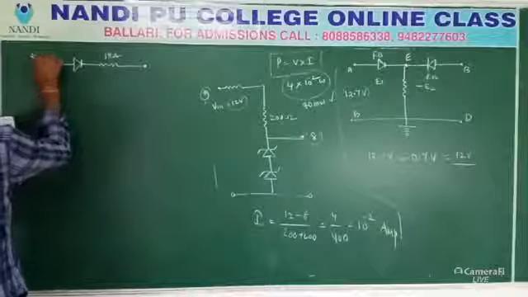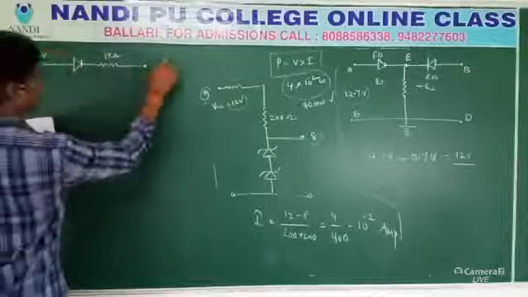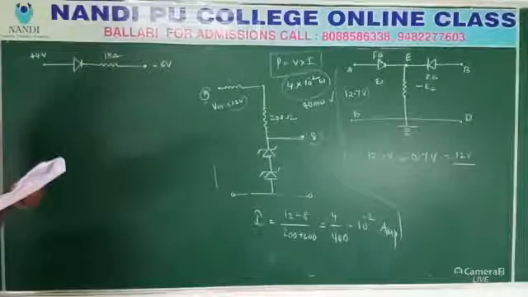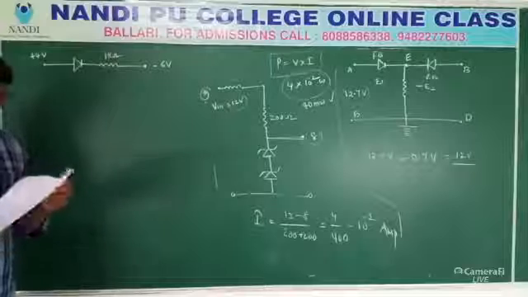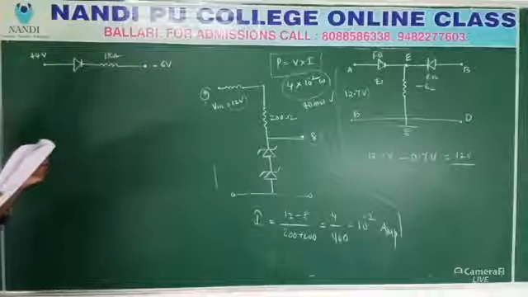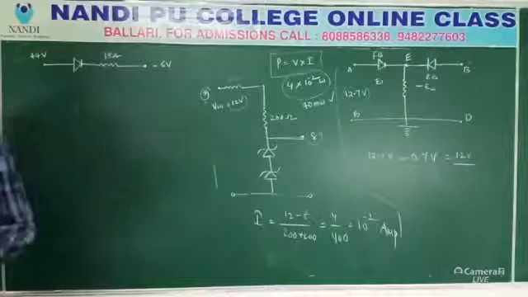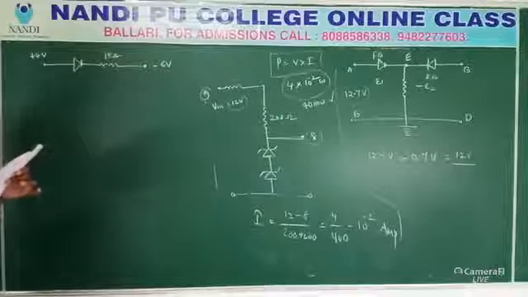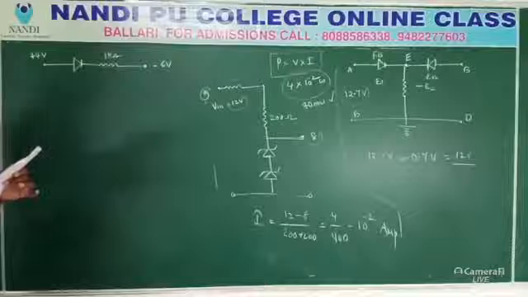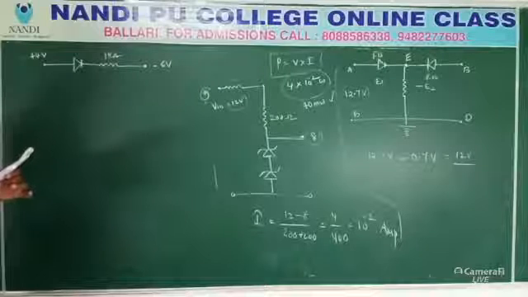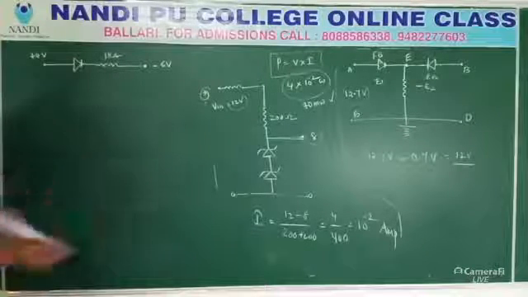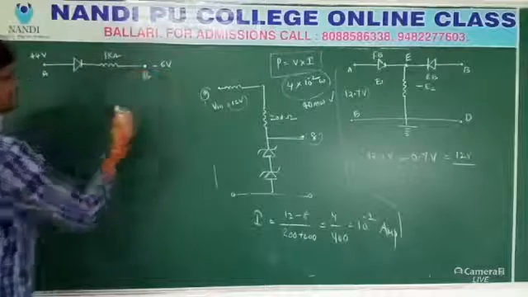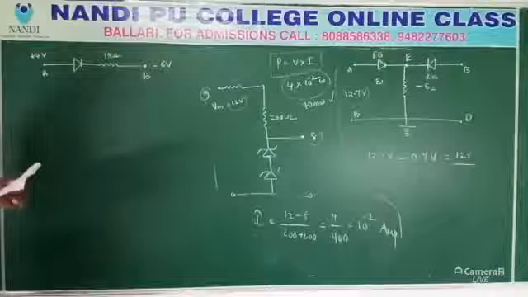This is plus 4 volts. This is minus 6 volts. It is the next question. Consider the junction diode to be ideal. Every time they mention that it is ideal. The value of current flowing through AB is. This is A, this is B. The current flowing through AB is.